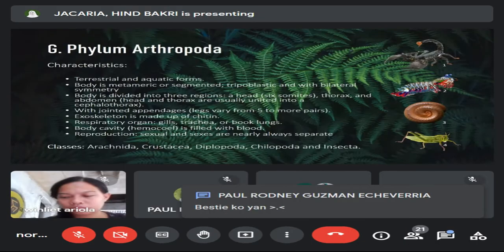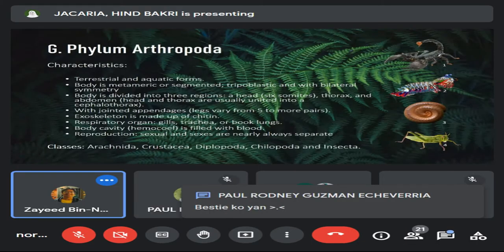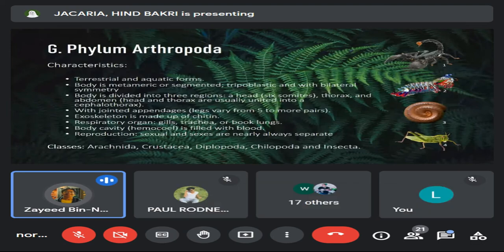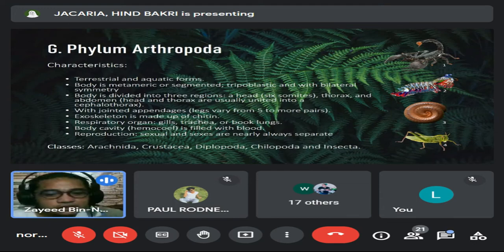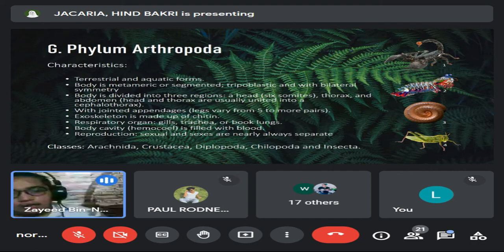The next one is the body is metameric or segmented, triploblastic, and with bilateral symmetry. Bilateral symmetry means the body plan of an animal can be divided along a line that separates the animal's body into right and left halves that are nearly identical to each other. Next, the body is divided into three regions: a head, thorax, and abdomen. The head and thorax are usually united into a cephalothorax. Additional information about the head is that it has six somites.